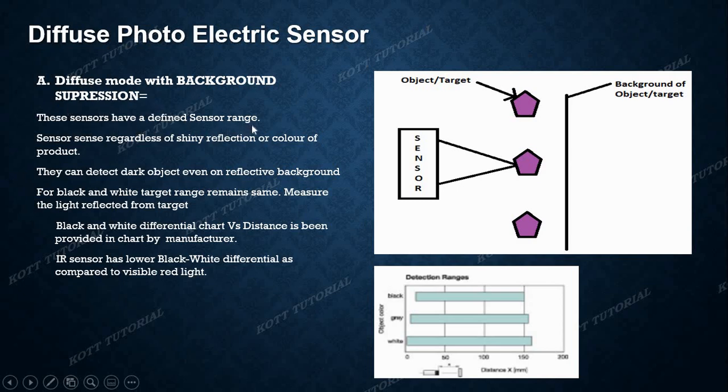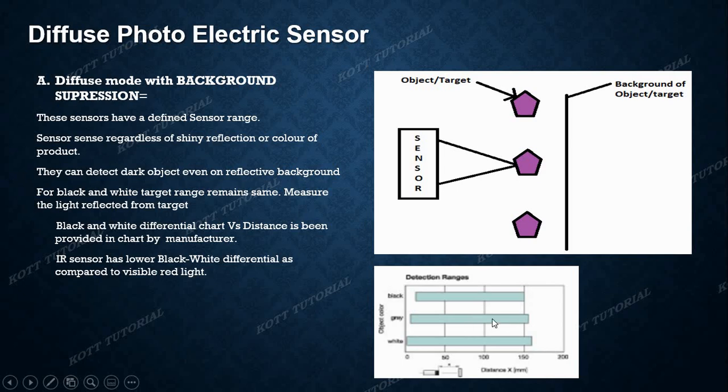These sensors have a defined sense range. Sense range regardless of shiny reflection or color of the product. They can detect dark objects even on a reflective background. For black and white targets, the range remains the same. Measure of light reflected is... I would be explaining this point from this graph.